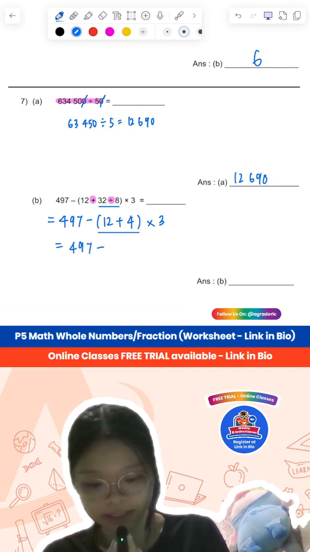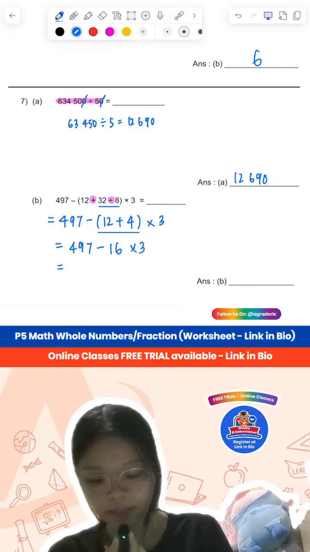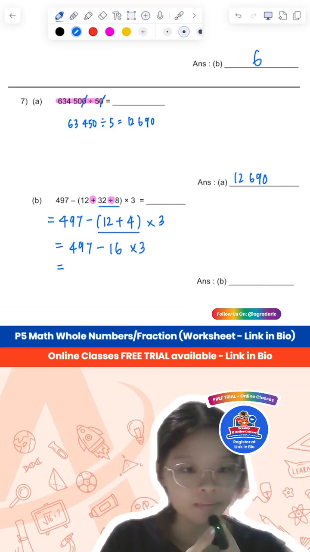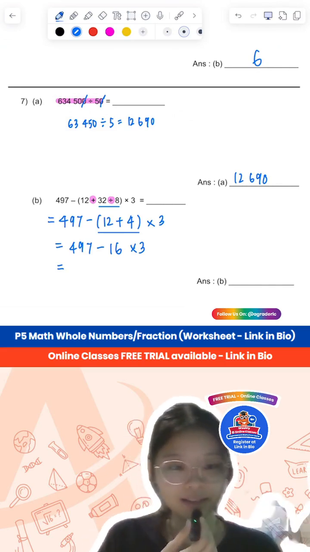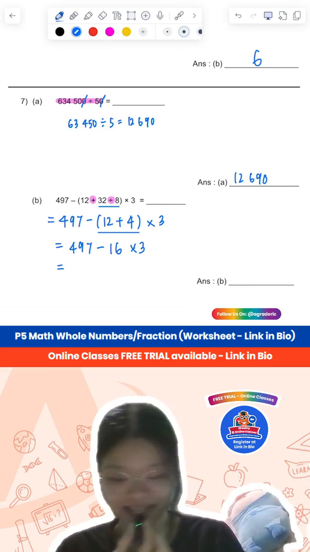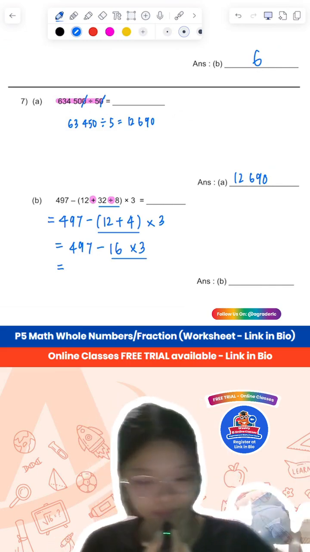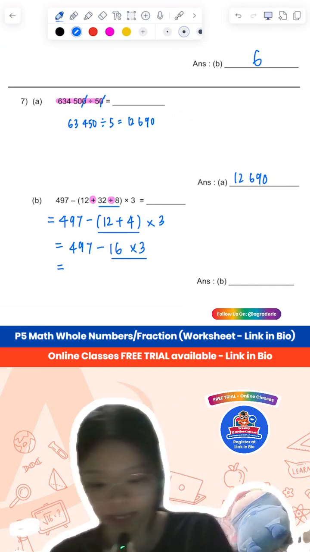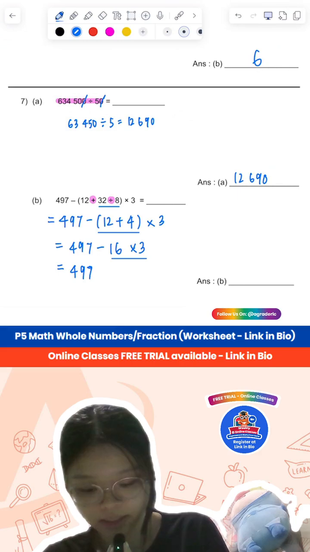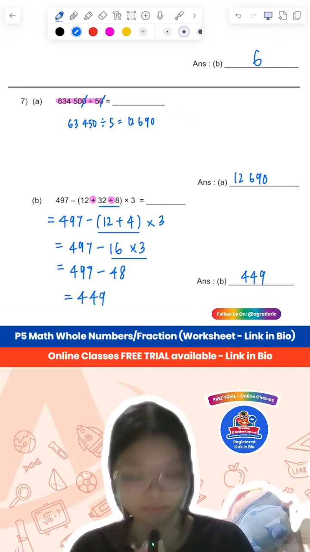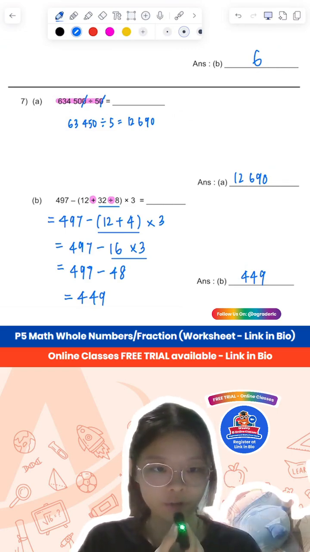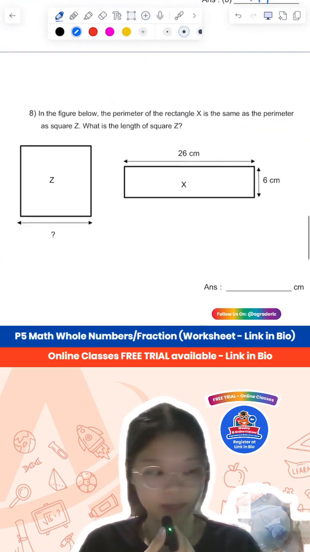497 minus 16 times 3. Can you tell me what's next? A few of you ask me, is it 449? Is it 449? Probably. Okay, next we do 16 times 3. Okay, 16 times 3 gives you 48. So 497 minus 48. And yeah, that gives you 449. Okay, 449. Okay, for part B.